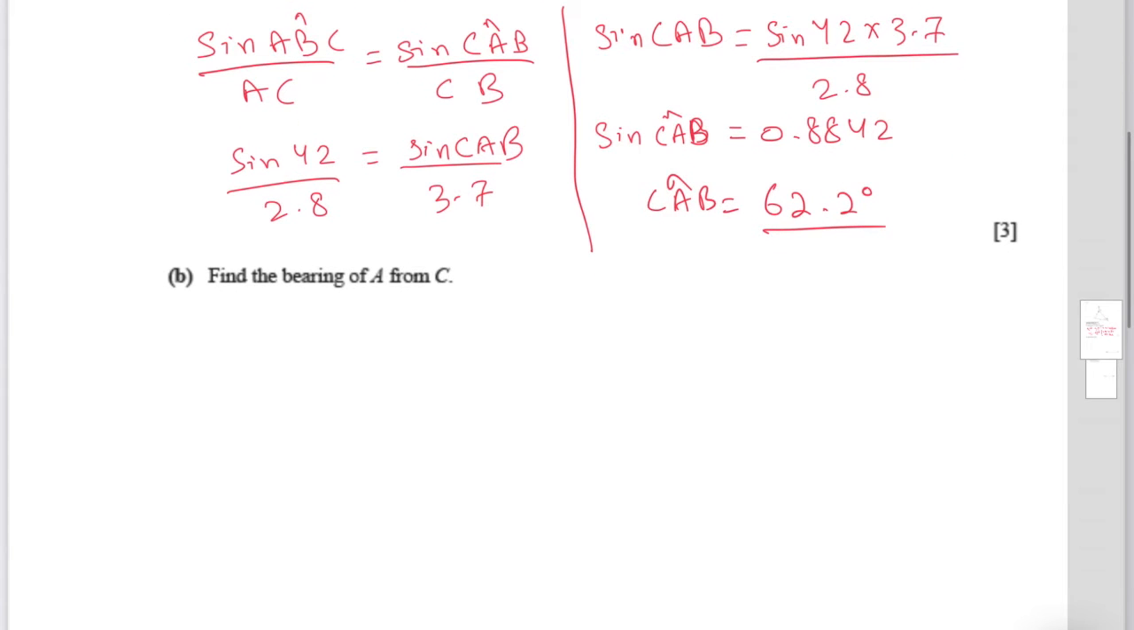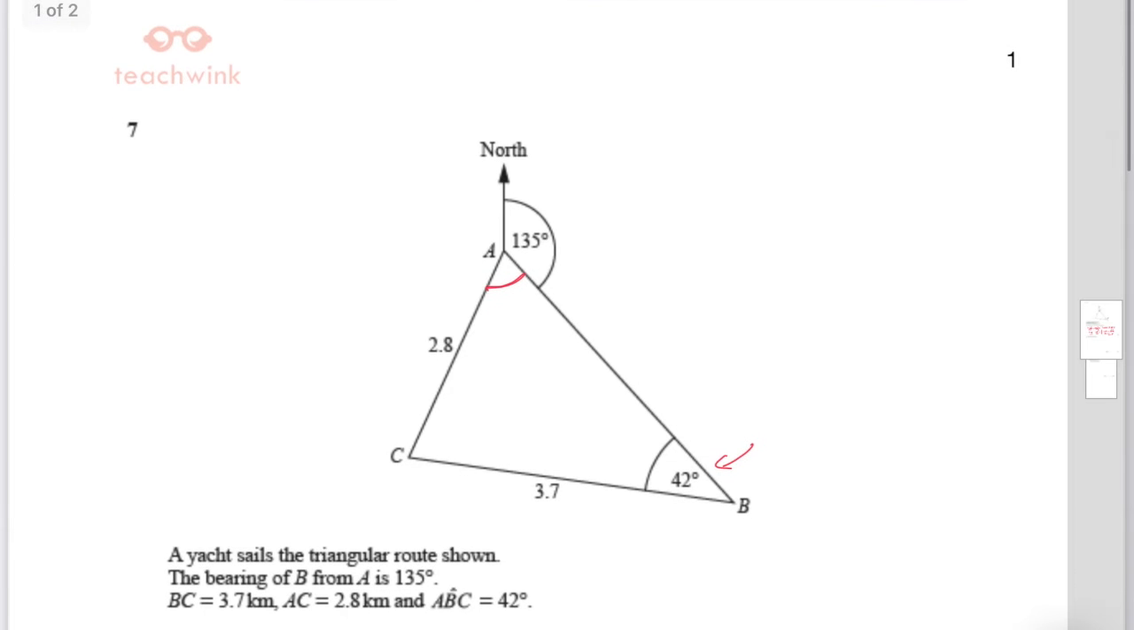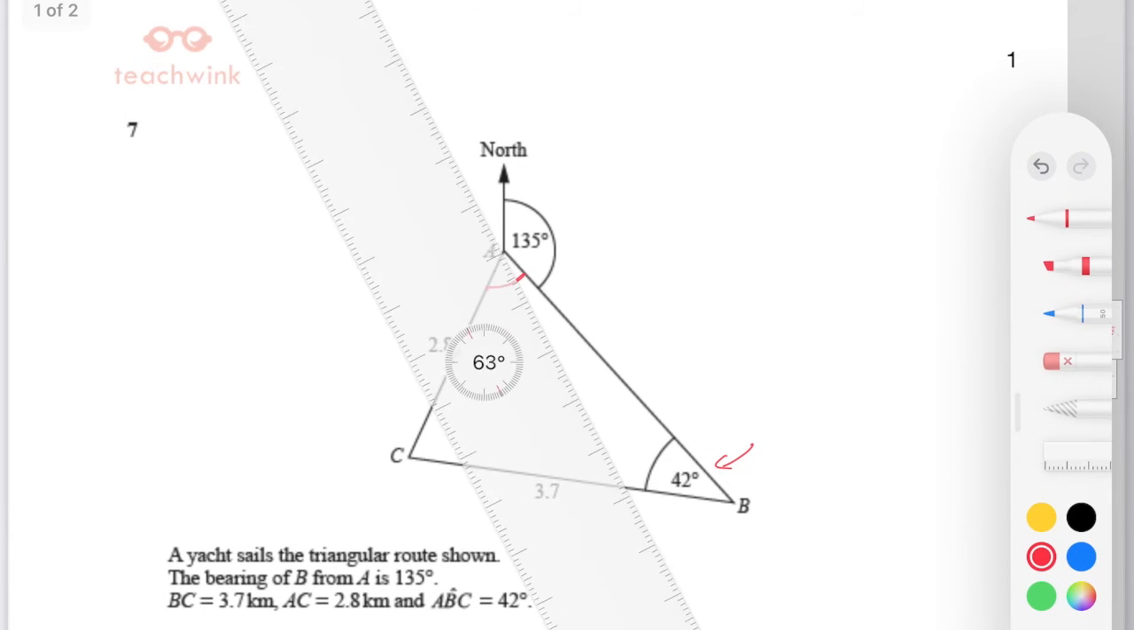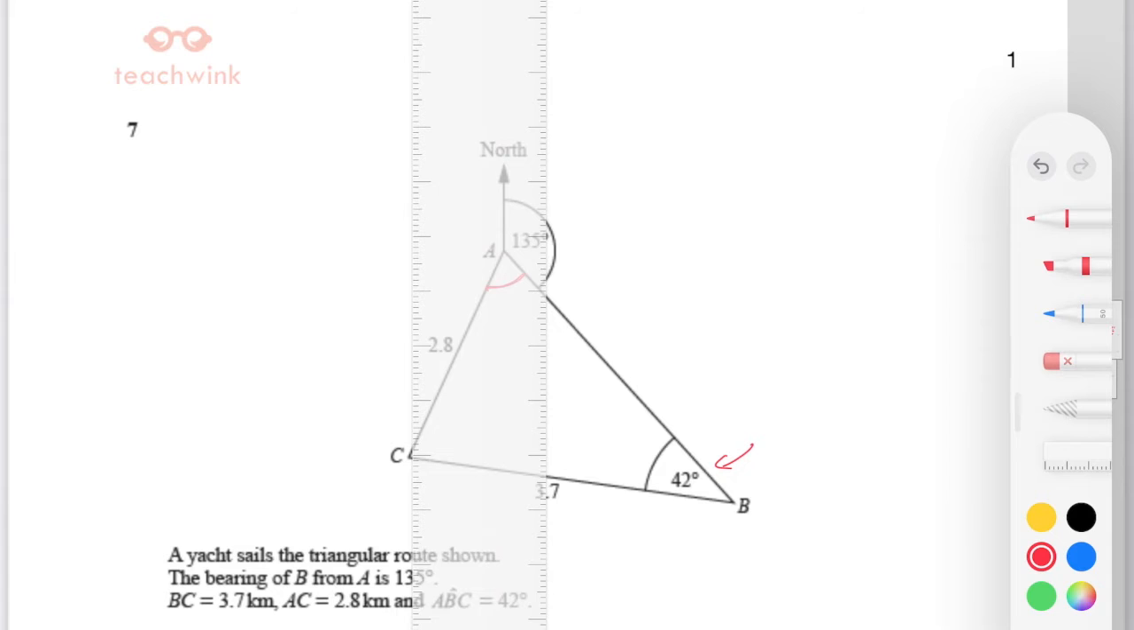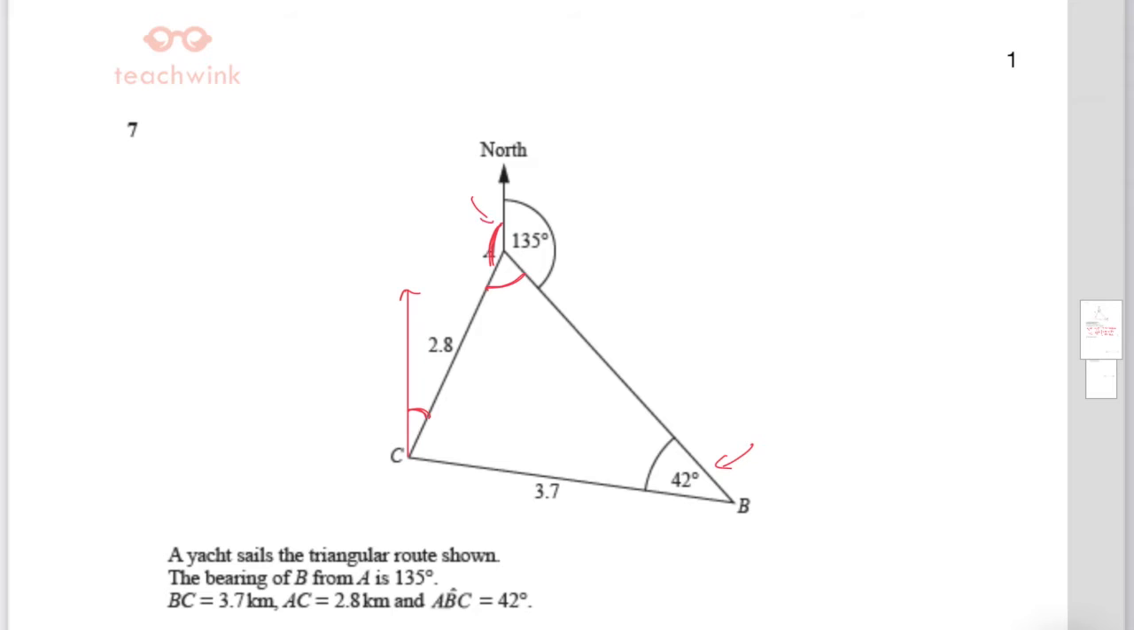The second part says find the bearing of A from C. Okay. They've asked us to find the bearing. One second, let me label it clearly so that it is visible. So if I draw a straight line over here, they've asked us to find this angle right here. How do we find this angle? If we know this angle and subtract this angle from 180, we would get this angle right here. How do we know this angle? So we know this angle is 62.2.